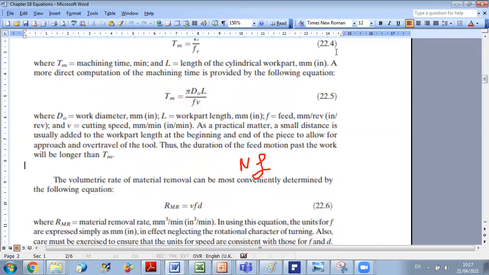So here, for example, if D is in meter and L is in meter, also F should be in meter and V in meter per second. So the overall unit for this term will be seconds. The length unit should simplify, and we should have at the end seconds or minutes, depending on the unit of V. If V is in meter per minute, then all others, D, L and F, should be in meters, and the time will be in minutes. If V is in meter per second, then tm is in seconds. Now, if you choose to work in English units, then V will be in inch per second or inch per minute, and all other dimensions, D, L, F, also should be in inch.